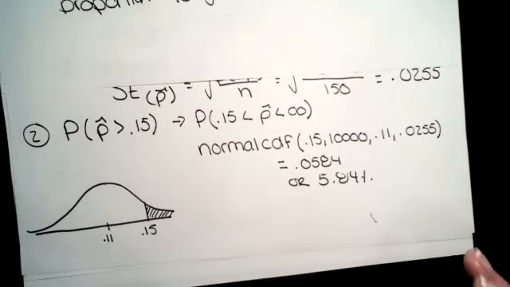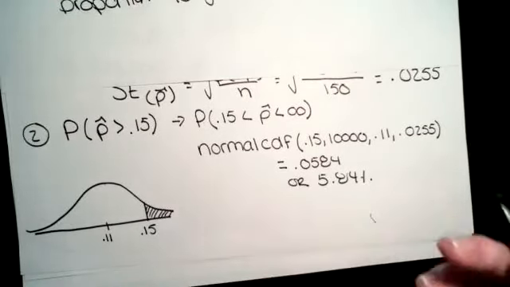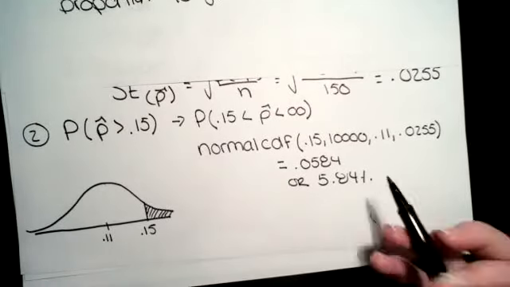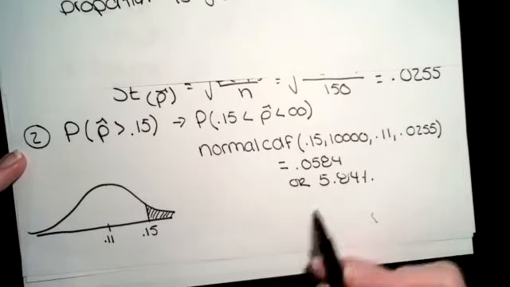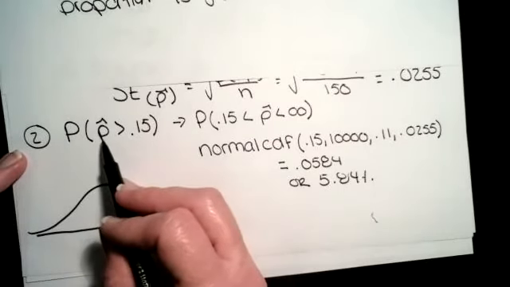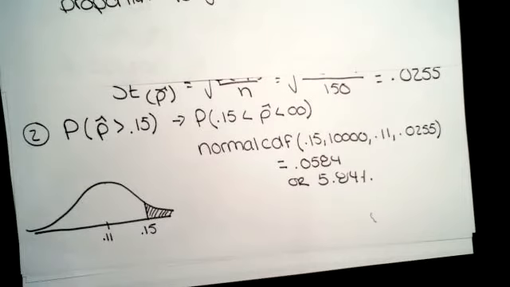Sorry, I'm choking here. So 5.84%, it's a probability rate. It's the probability that I'm going to randomly select a sample proportion of those 150 students where 15% of them or more took stats in high school, okay?